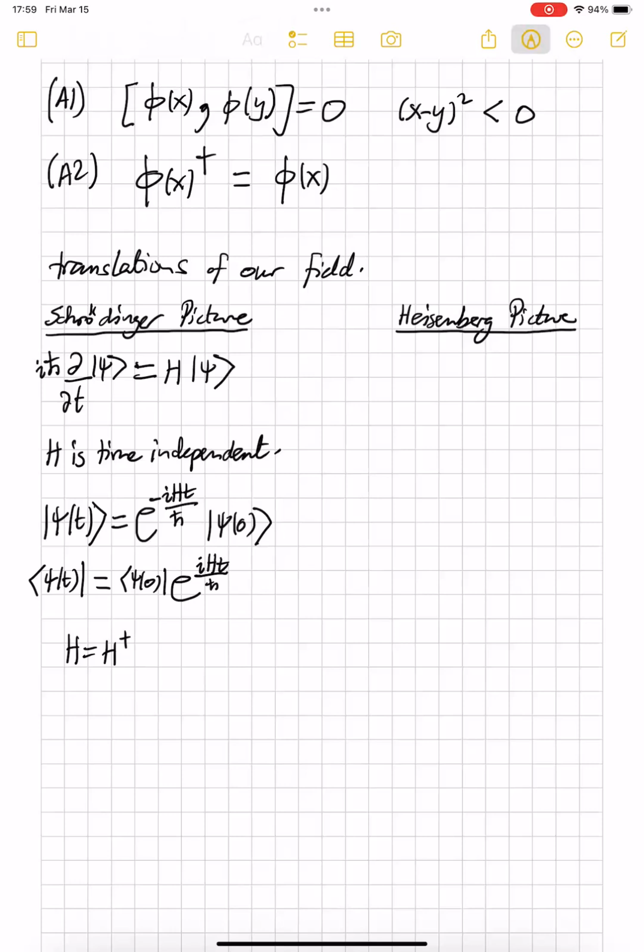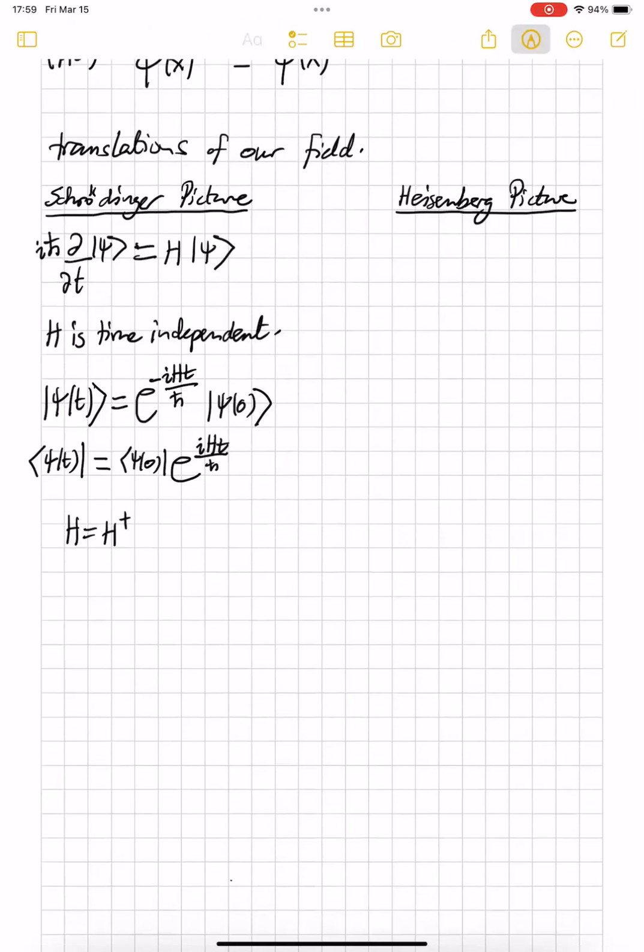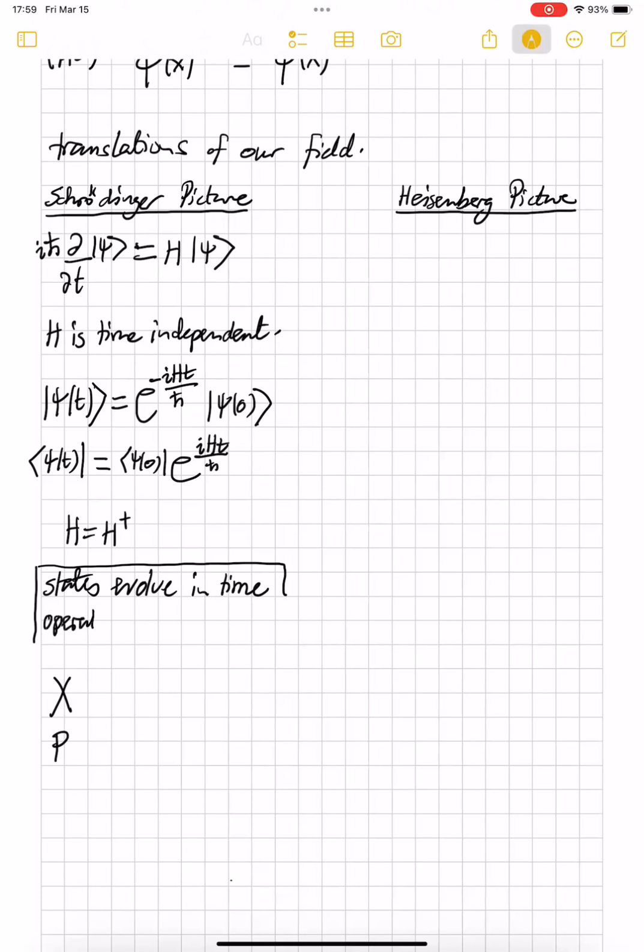Okay, so states evolve in time in the Schrödinger picture. So states evolve in time. So you change time and your state will change. We also have operators. Our observables are operators. And we could have things like x, the position operator. We could have the momentum operator. And in the Schrödinger picture, operators don't evolve.